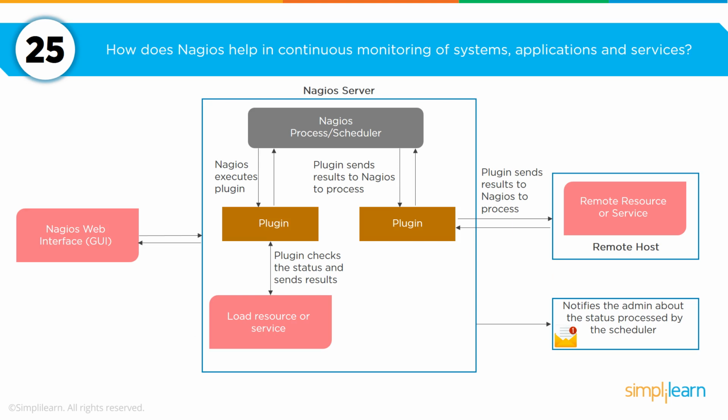So the second question you'll be asked is, how does Nagios help in continuous monitoring of systems, applications, and services? It does this through the initial Nagios process and scheduler and the additional plugins that you would use for your network, which connect with the remote resources and the Nagios web interface to run status checks on a predefined schedule.